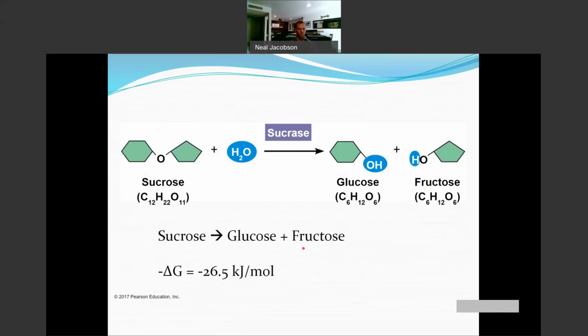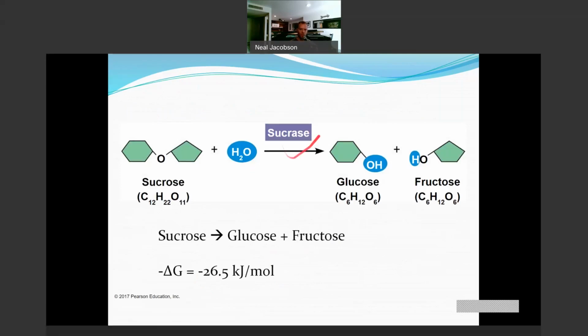Here's an example of an enzyme performing its job, doing its duty. We're going to look at sucrase. Now, sucrase is something that they'll use in factories to break sucrose down. So, this is just a slight tangent.